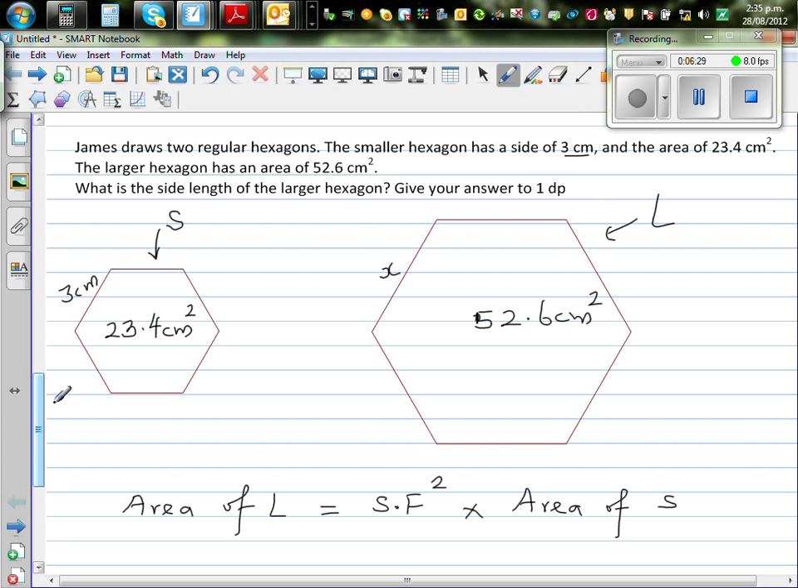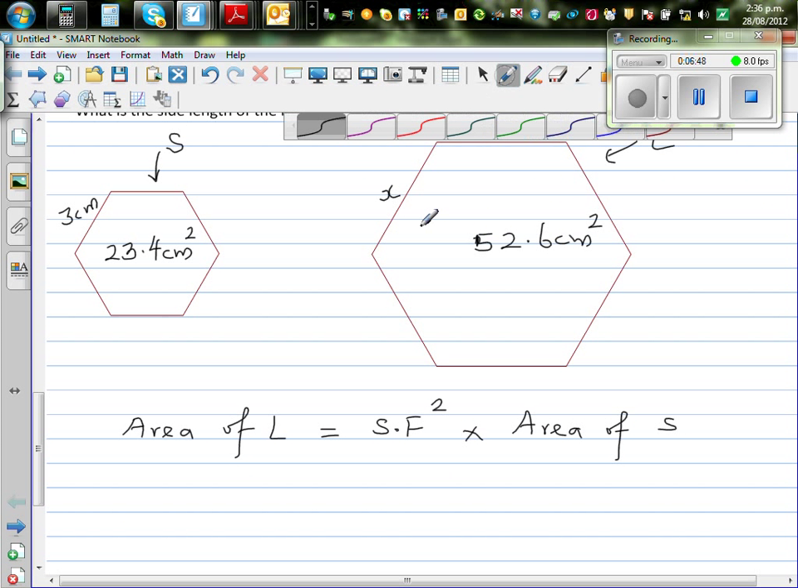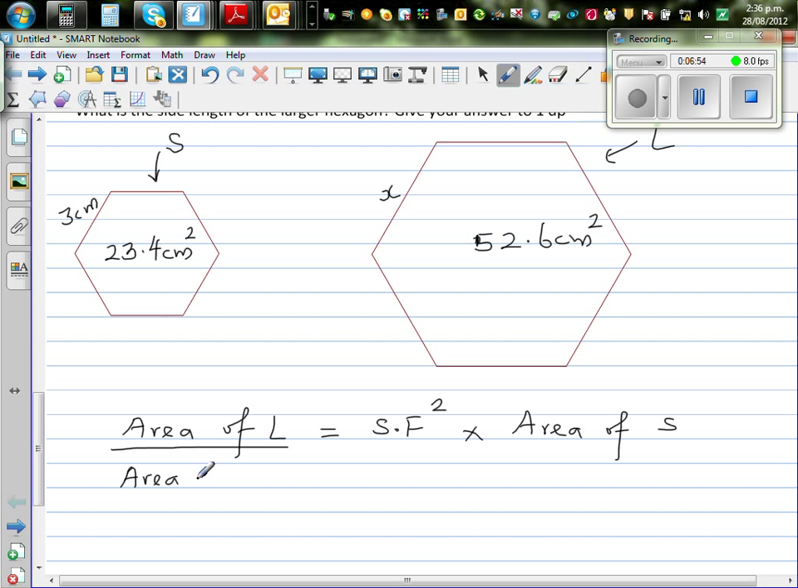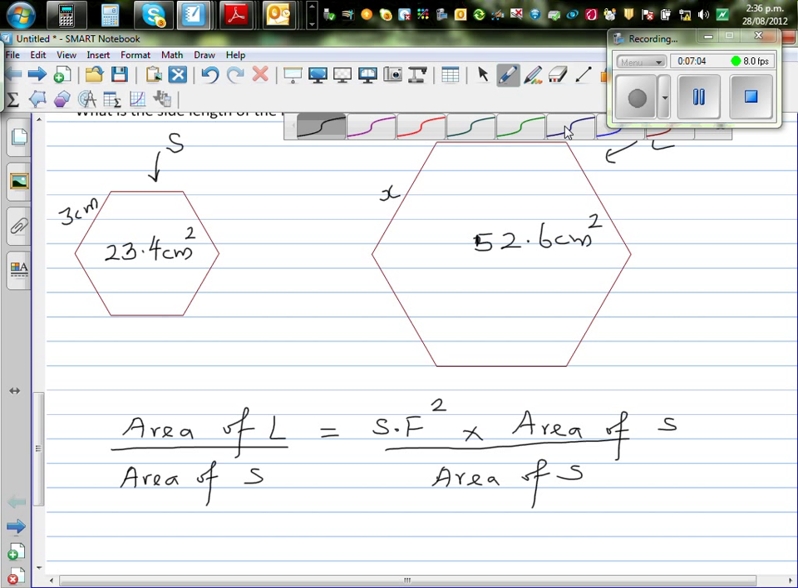So the area of the larger hexagon is the scale factor squared times the area of the smaller. I'm going to divide both sides by the area of S, the smaller hexagon. So what will get cancelled? This and this will get cancelled. So this is the formula.